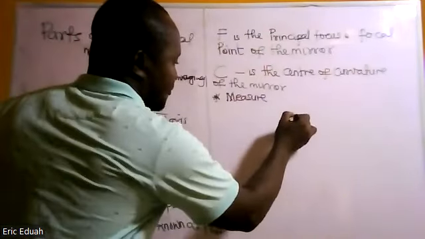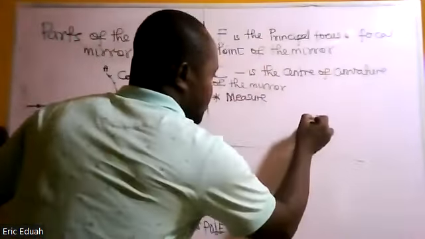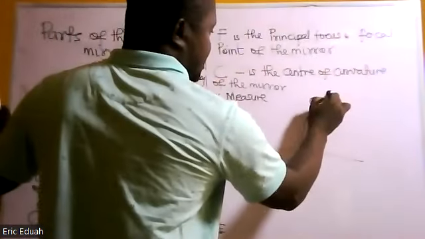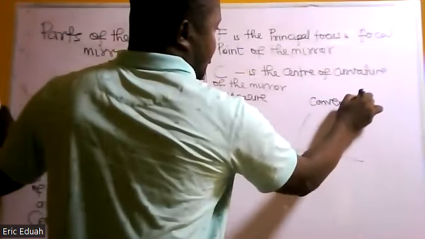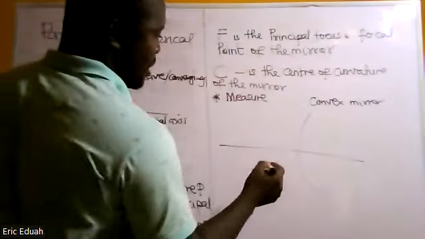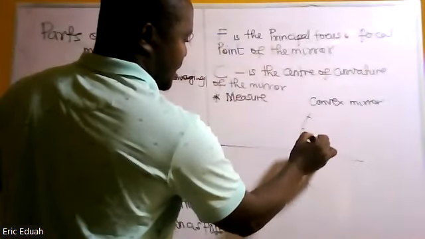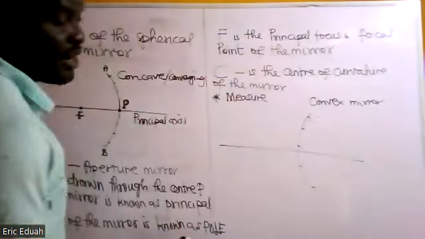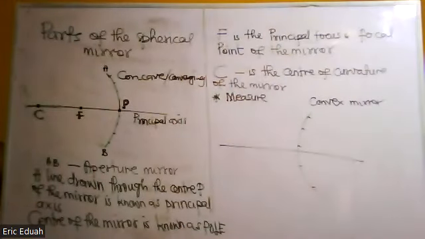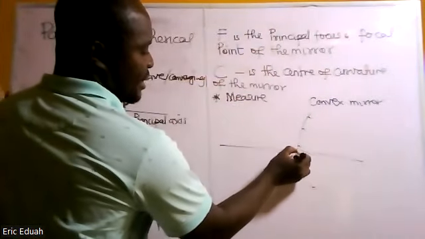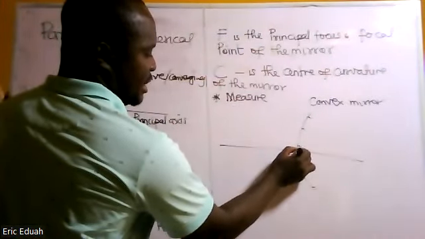Let's also have a convex mirror. So here, convex or diverging, and the coated surface curves inwardly, the reflecting surface curves outwardly. Now with convex, the pole is here.